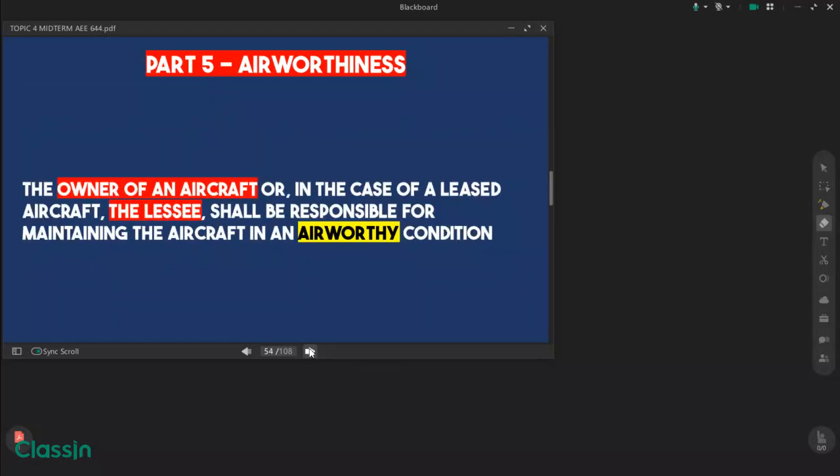So, the owner of an aircraft, or in the case of the leased aircraft, the lessee or the renter, shall be responsible for maintaining the aircraft in an airworthy condition. Sabihin, yung may-ari ng aircraft at yung nagre-rent ay dapat mag-maintain ng airworthy condition ng aircraft. Ibig sabihin ng airworthy, nakapasa sa safety standards ng governing body. So in our case, dapat nakapasa siya sa standards ng CAAP. Okay?